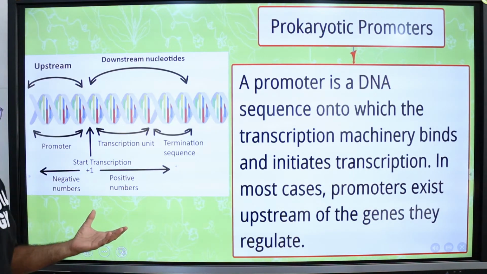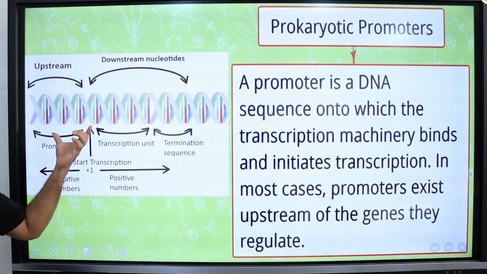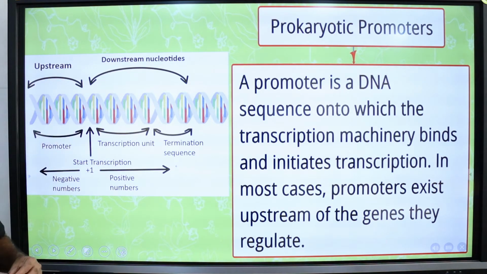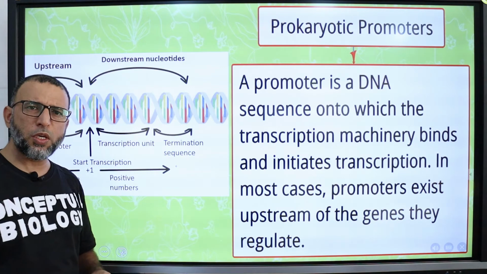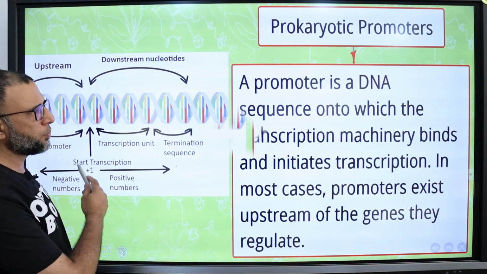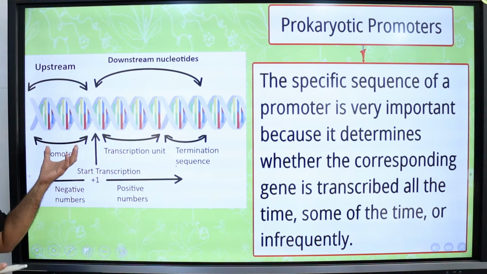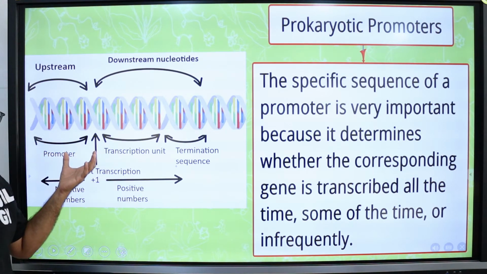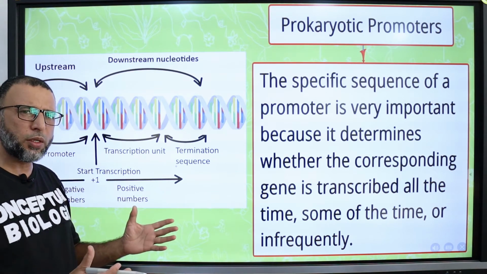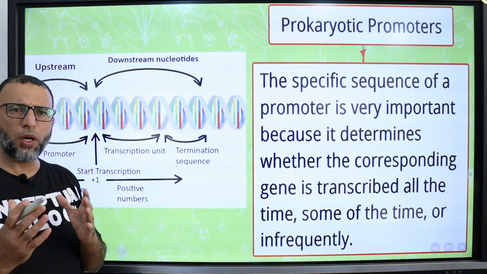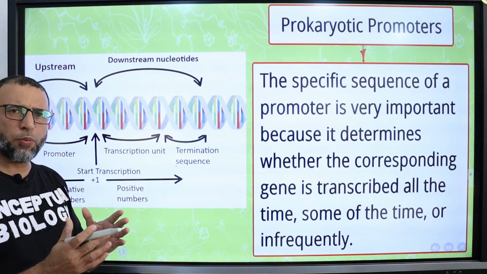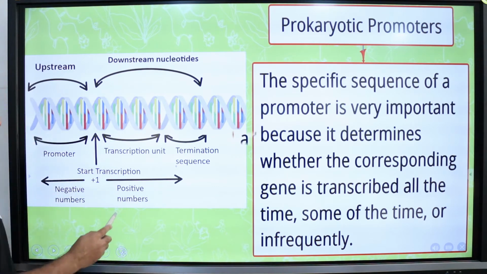What is a promoter? A promoter is a DNA sequence where transcription machinery binds and initiates transcription. In most cases, promoters exist upstream of the genes they regulate. The specific sequence of a promoter is very important because it determines whether the corresponding gene is transcribed all the time, some of the time or infrequently. So, gene transcription is determined by the specific sequence of promoters.